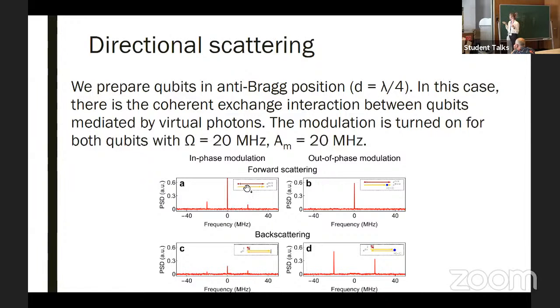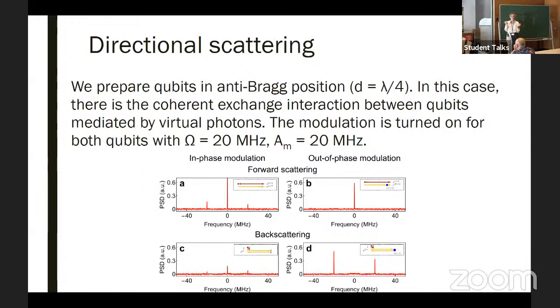Now, if I turn on out-of-phase modulation for the second qubit, I basically flip the sign of the light scattered from the second qubit, and now there is destructive interference, and you see zero sidebands here. You can do the same for the backscattering. If it's out-of-phase modulation, I finally start seeing some sidebands. And here in principle I should see none, but the experiment is not perfect, so I see some small sidebands.